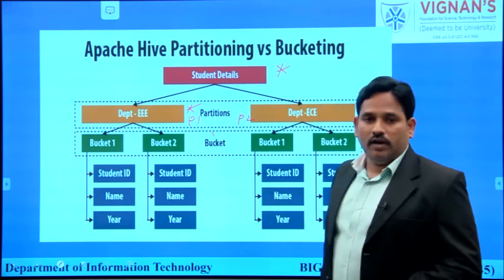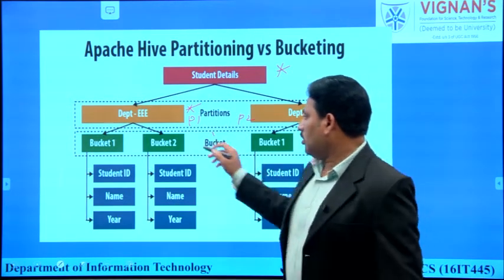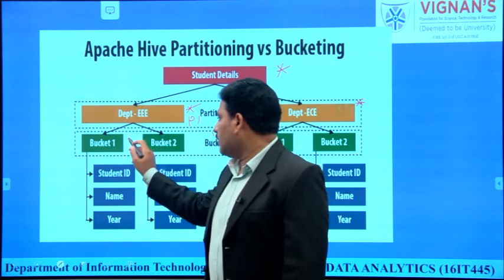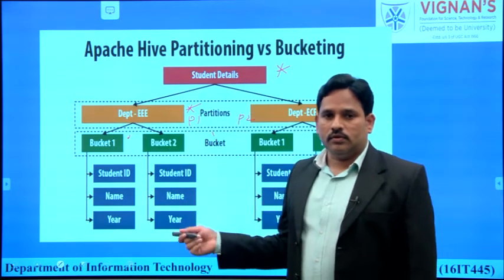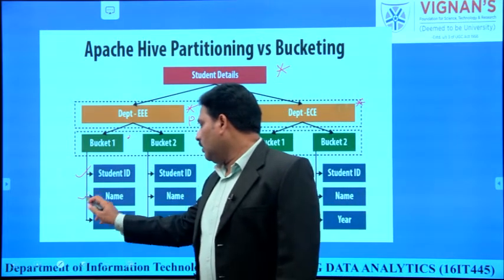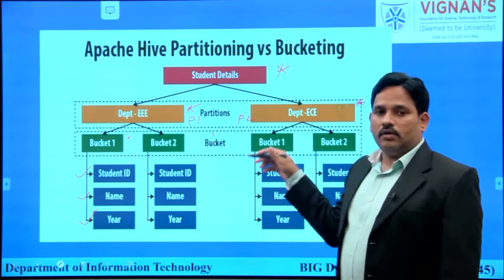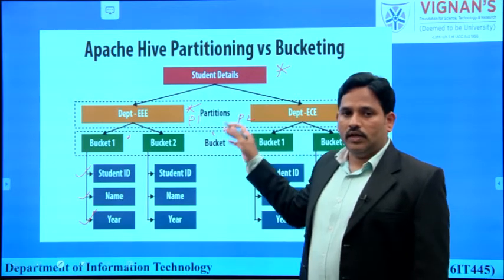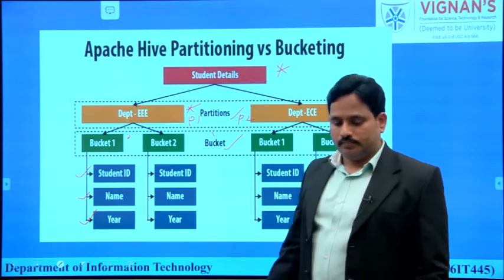Now every partition will have a smaller set of data that we can call buckets. On partition 1, we created 2 buckets, that is bucket 1 and bucket 2. Now what is the content of columns that every bucket will have? Student ID, name and year. So this is the data overview that we are storing either in partitioning or in buckets.